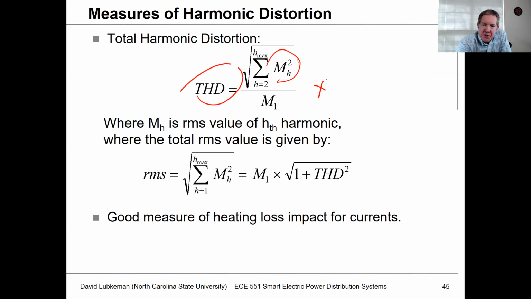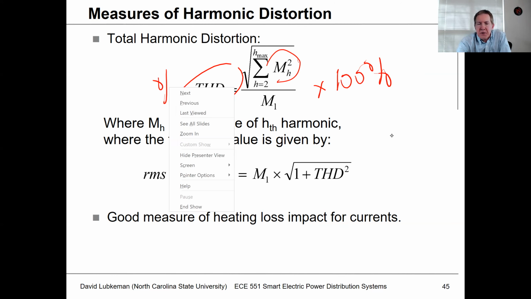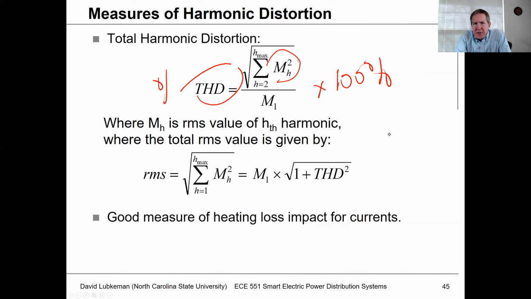So a lot of times this is a percent THD. You see numbers like 3%, 5%, 10% THD. If you want a relationship to the RMS current, the RMS current is the square root of the sum of all these quantities squared. So this is also going to be the magnitude at the fundamental times the square root of 1 plus the THD squared. So remember, the root mean squared current actually has all the harmonics included in there.